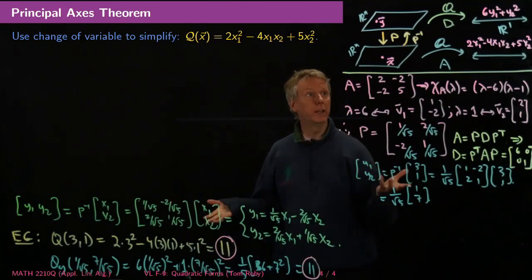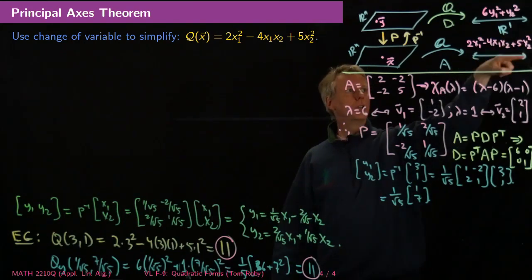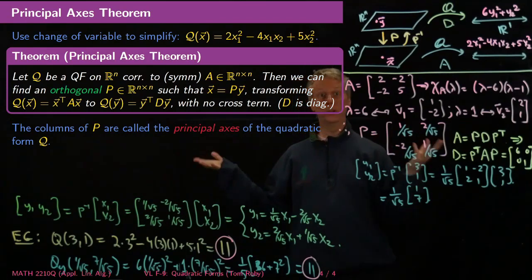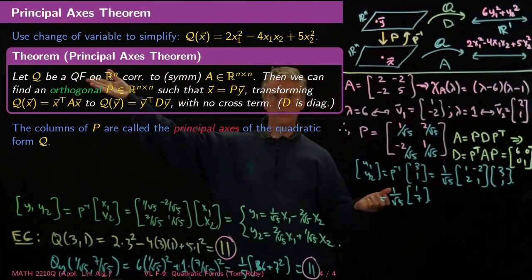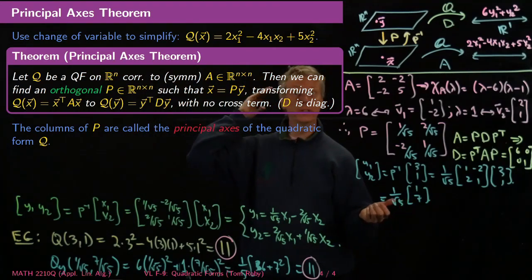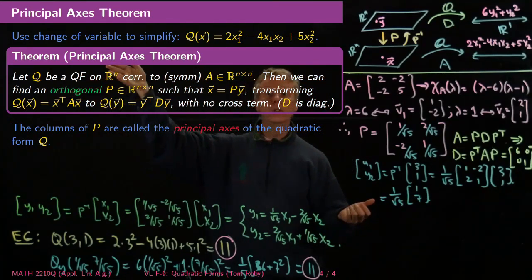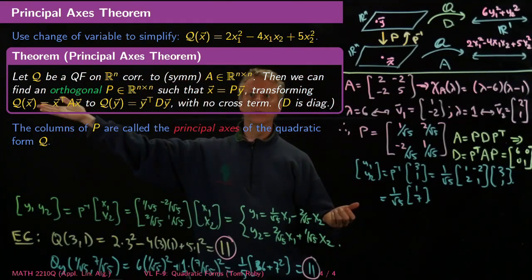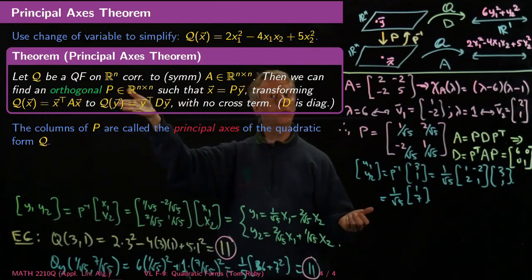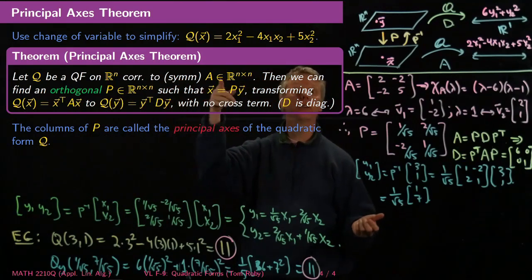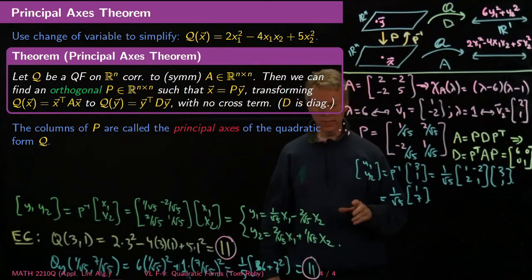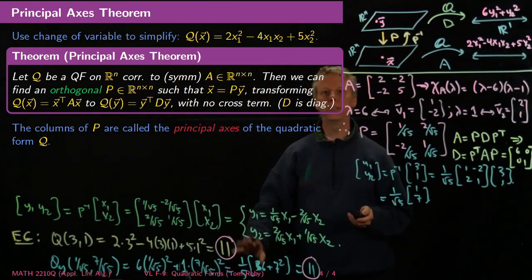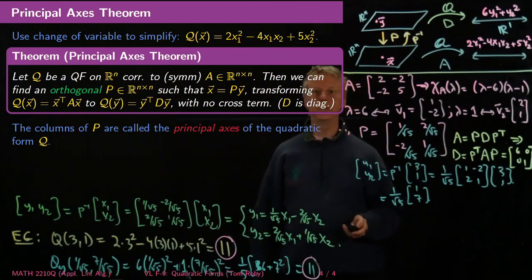And so that's it, right? I've been able to take this quadratic form and write it as a simpler quadratic form. And the principal axes theorem just says I can always do this. So if I have any quadratic form on R^n corresponding to a symmetric matrix, then I can find an orthogonal change of basis matrix P, x equals Py, and it transforms my q of x equals x transpose Ax to q of y equals y transpose Dy, where D is diagonal, so there are no cross terms. Okay? We're going to use this several times later on, so it's important to understand what it means, and that's why I did this whole full-blown example, so that you could see how all the pieces fit together.